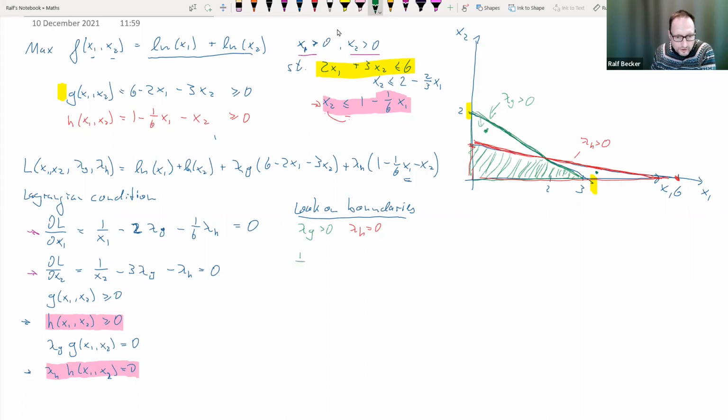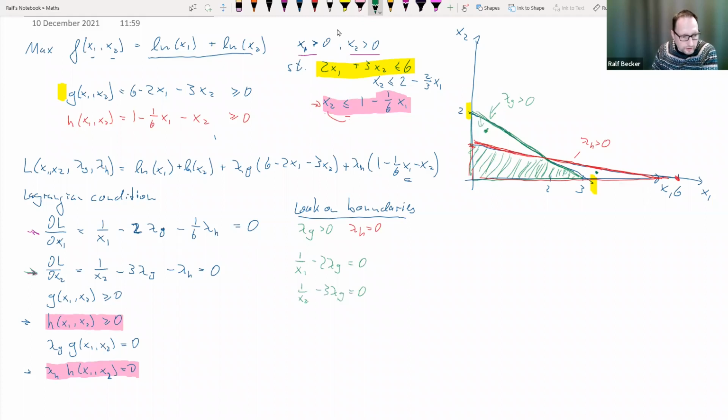So we're getting from the first Lagrangian condition 1 over x1 minus 2 times lambda g, because that is now larger than 0. But we are still keeping lambda h equal to 0, so that term falls away, and that's equal to 0. From the second Lagrangian condition, we're getting 1 over x2 minus 3 times lambda g. The lambda h we keep at 0, and this is equal to 0. So now we have two equations with three unknowns, x1, x2, and lambda g. So we need a third equation.